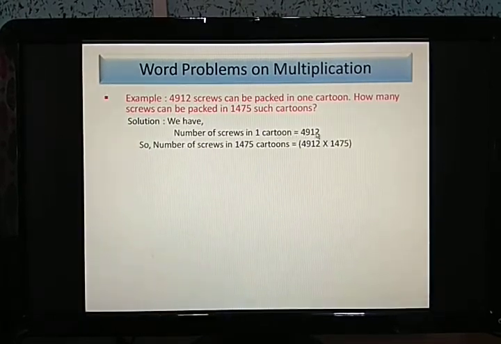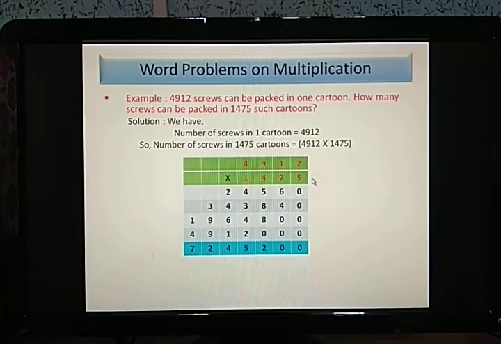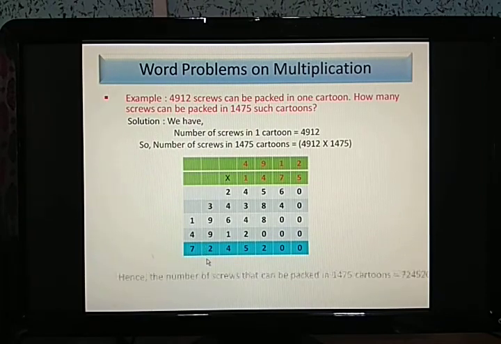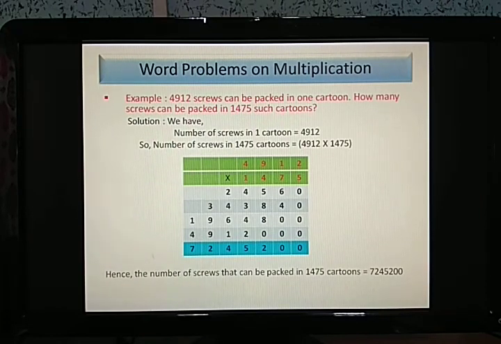So in one carton we have this much, and in 1,475 cartons we will just multiply it. Here also we can use the normal, general method of multiplication. After multiplying we got our answer. So the number of screws that can be packed in 1,475 cartons will be this much. Clear? So these are normal problems of multiplication. You just need to multiply and find out the answer.